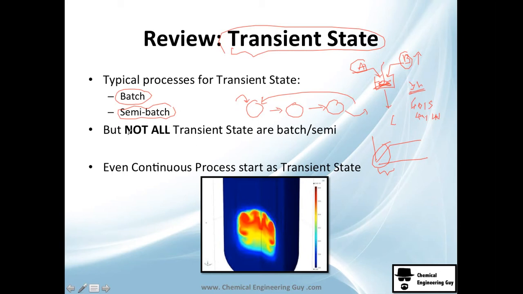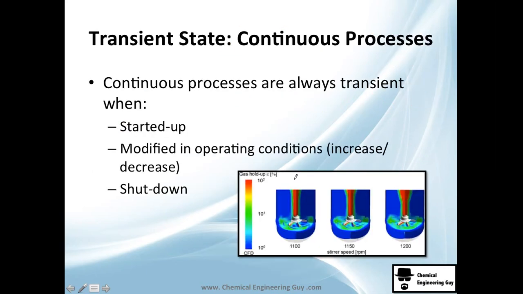Now, I don't mean that all transient states are batch or semi-batch. For example, if I have this and this, and I have this huge square here, transient state is all this square, and you may find either batch or semi-batch, or in this case, we're going to see that even continuous processes can be taken as transient state. When? Okay, let's see it. Continuous processes are always transient when we're going to start them, the startup. So let's say you want to achieve a temperature, you're going to heat until you achieve this temperature, and then you are going to call this your continuous process.